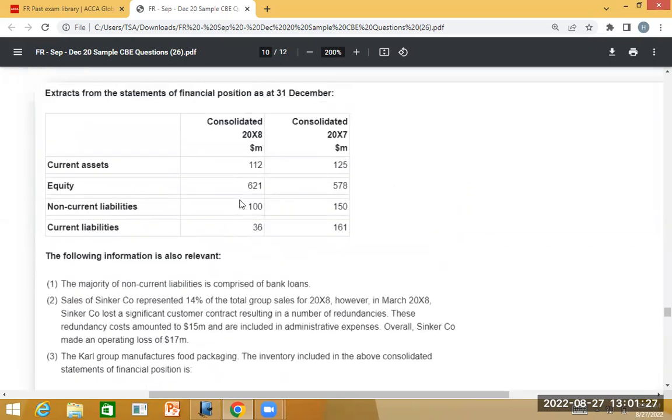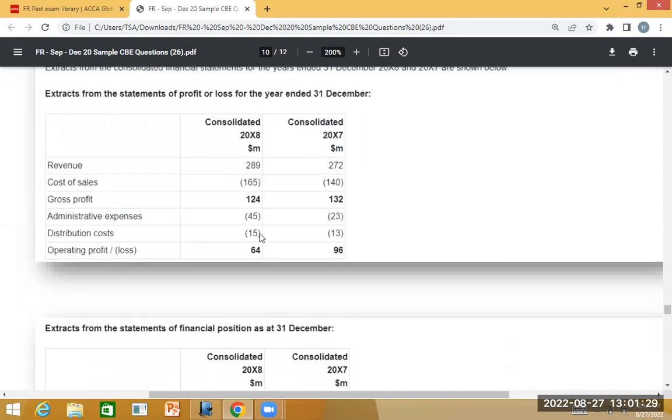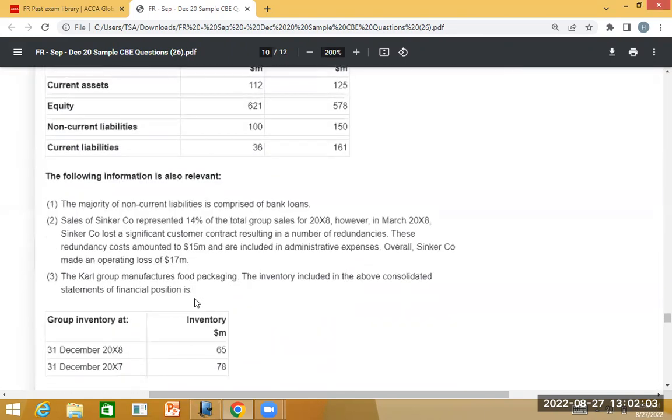So what about the group profit? On the group level, we are earning a profit that includes the loss of the Sinker company. So that is the reason in the previous year we earned a profit of 96 million and now it is 64 million. So why is there a difference? One impact is because of this administration cost, and the second is the loss of the Sinker company that is included in the income statement. Okay.